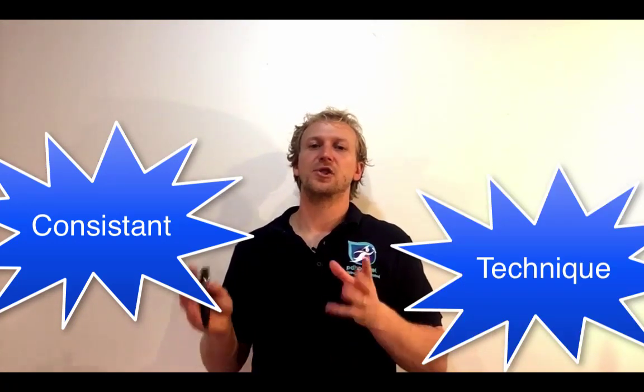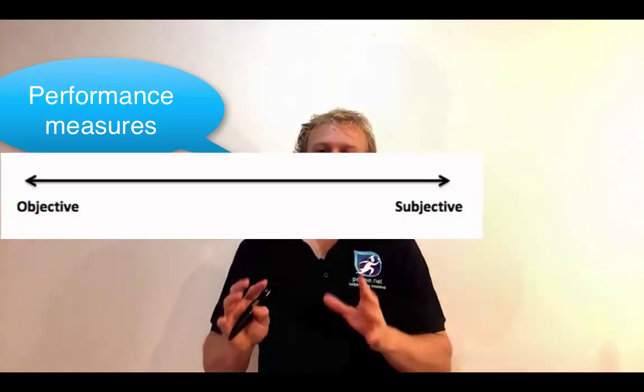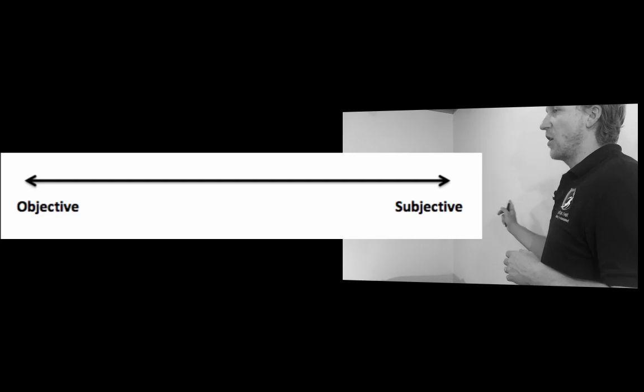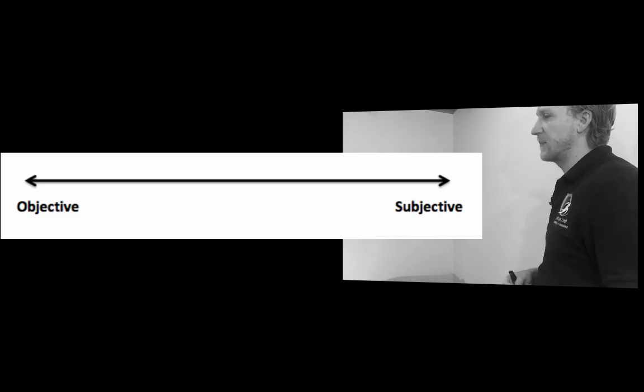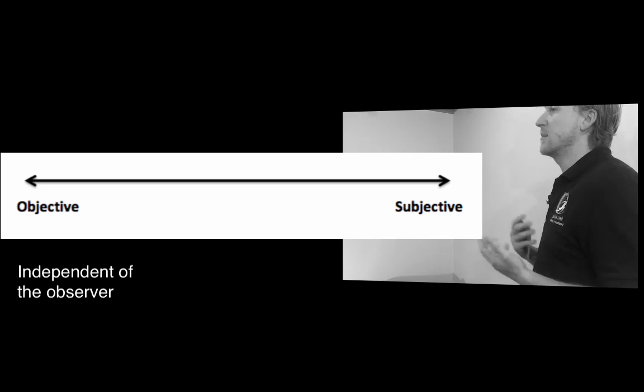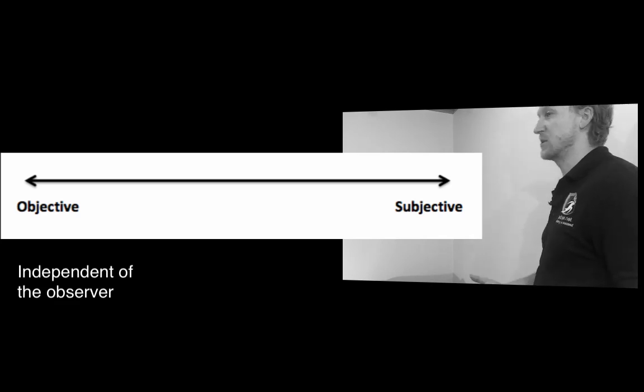We then shift to performance measures. Now, when we're measuring a performance, our measurements sit along a continuum where they are either objective or subjective. Now, an objective measure is independent of the observer, or independent of the person who's actually making the measurement.